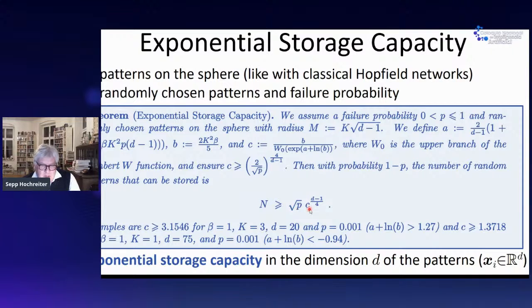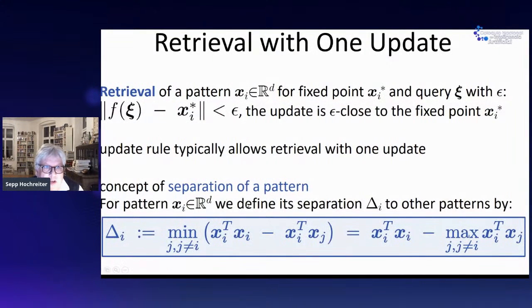And the C can be, for some settings, something like 3.15, or 1.37, depending on which K we choose, which dimension we choose, and so forth. But we get an exponential storage capacity, which is a nice thing. And now retrieval. I said we want to have retrieval with one update. Then we can use our deep learning architectures like we used them before. And retrieval of a pattern for a fixed point and a query means the update of this query is epsilon close to the fixed point. Then the pattern is retrieved.